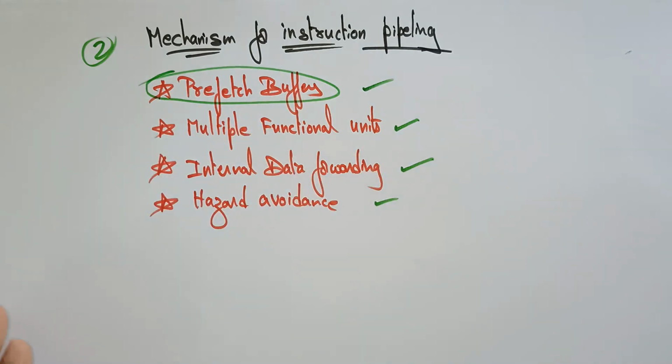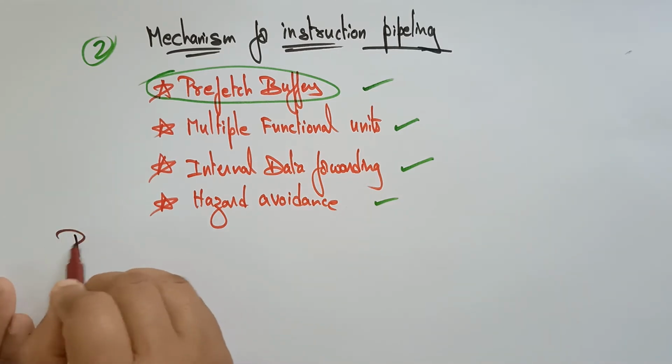What do you mean by prefetch buffers? We all know that a buffer is nothing but storage. It's a temporary storage, only getting the data. In a prefetch buffer, you are getting the data from the memory and storing it in the buffers, so that the pipeline processor can execute in a smooth manner without any waiting. So that is the concept of the prefetch buffers. It is used to store the data temporarily before sending it to the instruction pipeline.